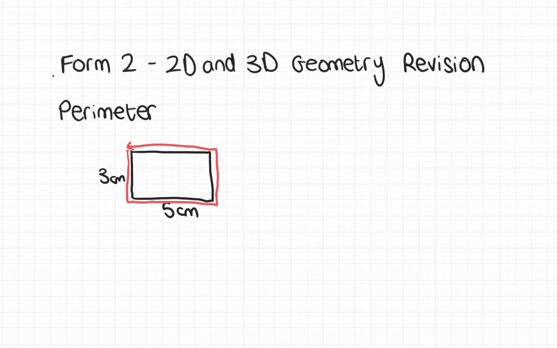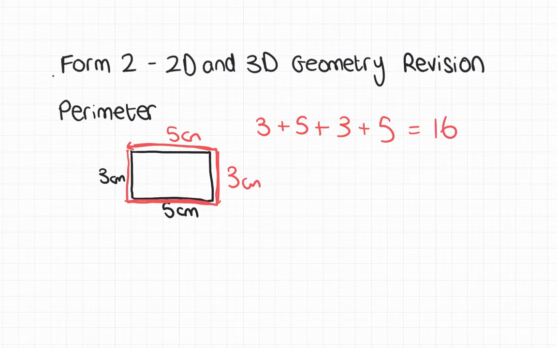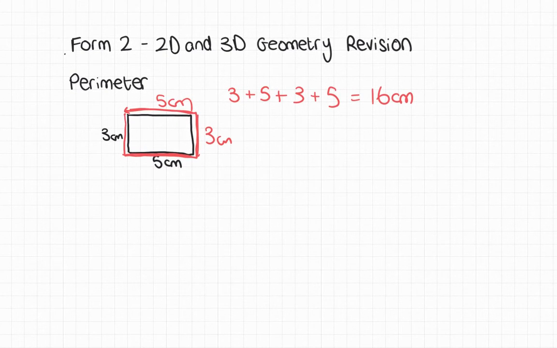So the perimeter of this shape would simply be 3 plus 5. This side's 3, this side's 5. Going back up this side, that's another 3 centimeters. And then back across the top, that's another 5 centimeters. So that gives me 16 centimeters. And that's all perimeter is. We just count all the sides, add up all the sides around the shape to get the total perimeter.